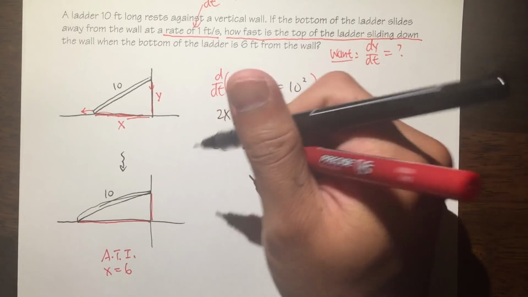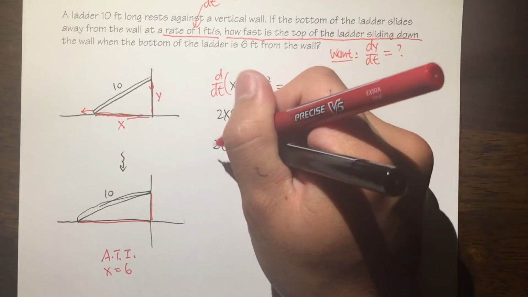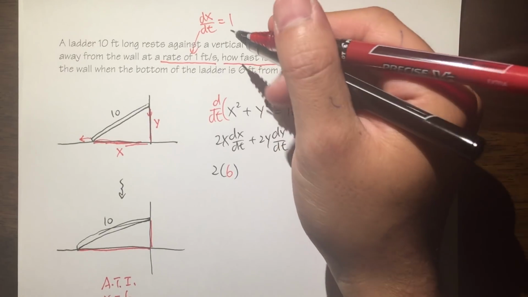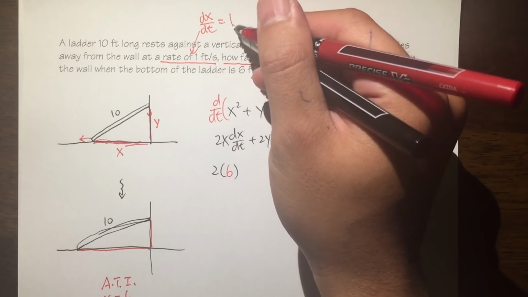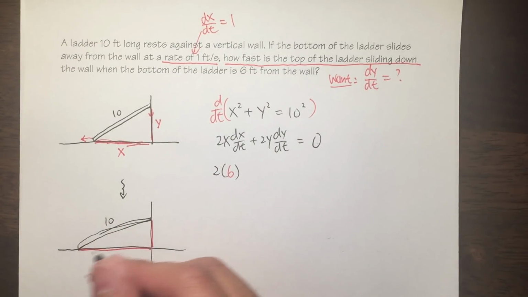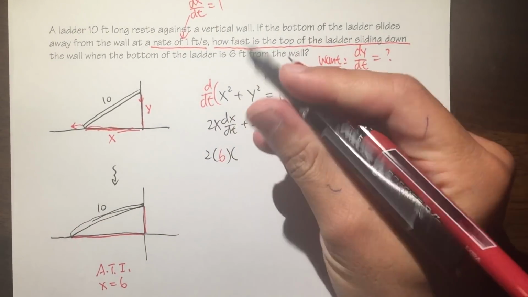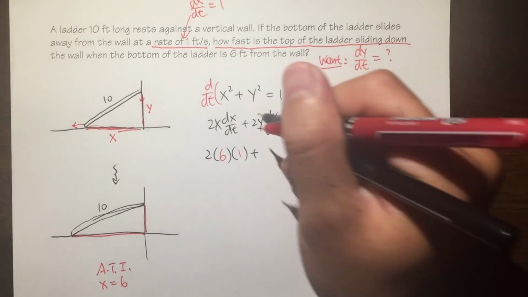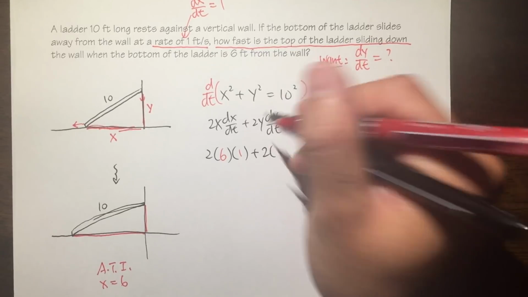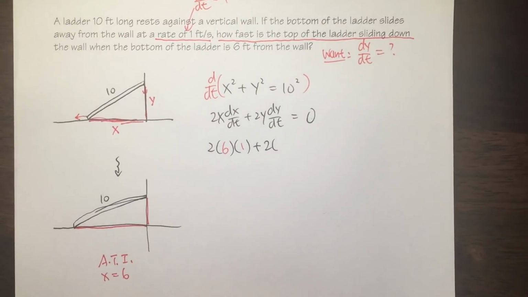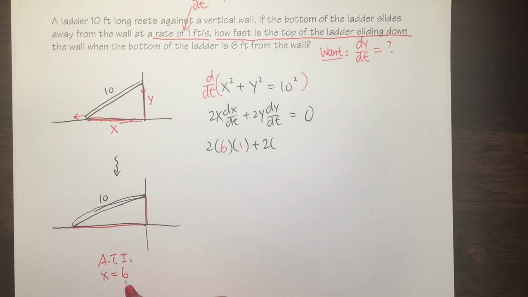x is 6, so let's plug in 6 right here. And dx/dt is given to be 1. Notice I label this as positive 1 because x is getting longer, right? So this is positive 1 for dx/dt. And then we add 2, which is still 2. y is a quantity. At the instant that x is equal to 6, we need to find out what y is.